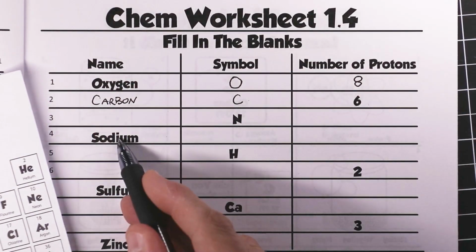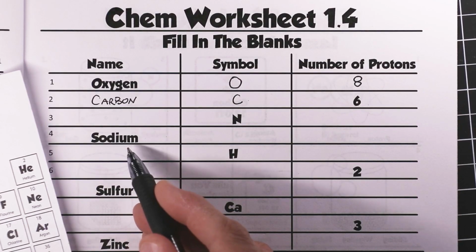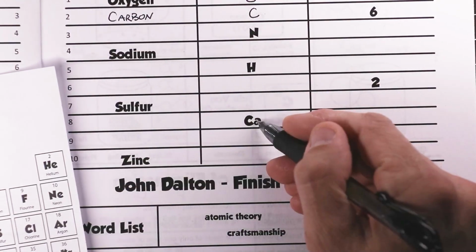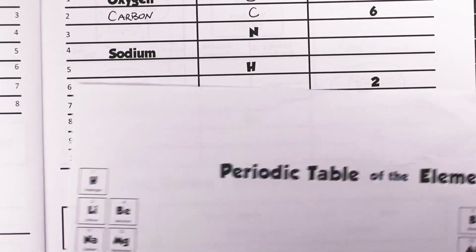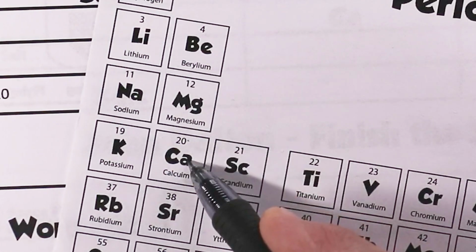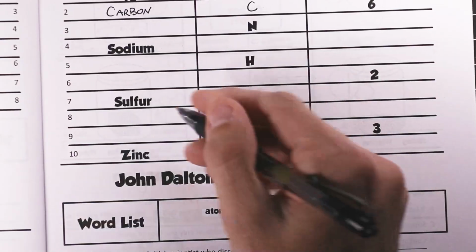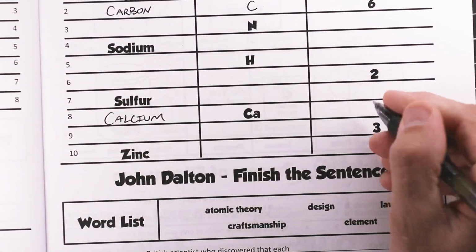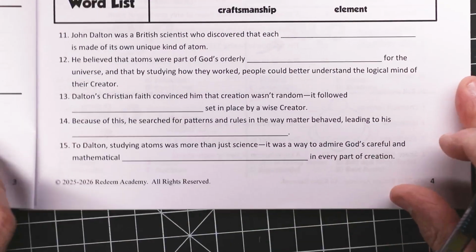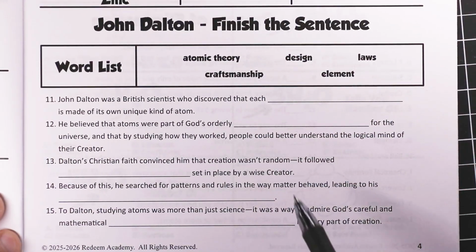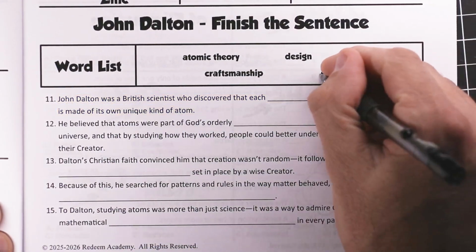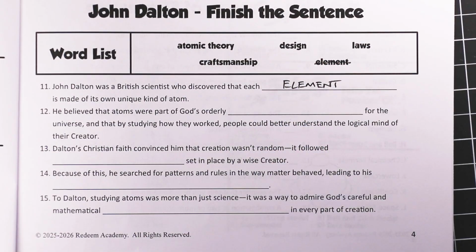All right, let's do one more. Sodium here. Now I have its name. Actually, we already did one like that. Let's go find a difficult one. There's nothing too difficult here, but we'll do Ca. Ca is for calcium. Calcium's number 20 over here on the periodic table. So 20 protons, Ca, calcium. Okay, I'm going to write calcium, Ca, and 20. You do the rest. Now, the bottom says John Dalton, finish the sentence. John Dalton was a British scientist who discovered that each, spoiler alert, the answer is element. All right, that's 1.1 through 1.4.